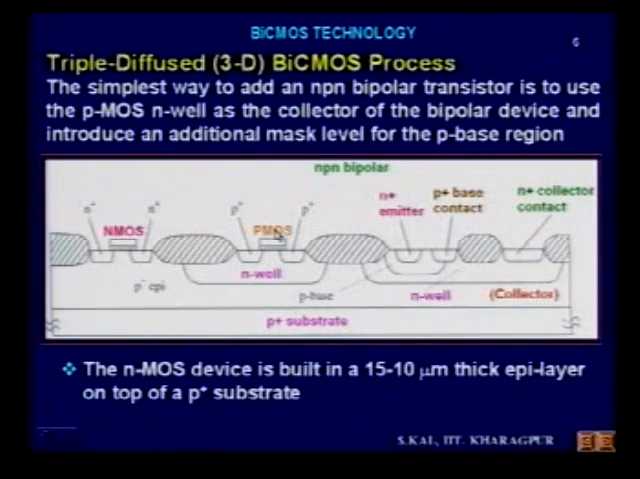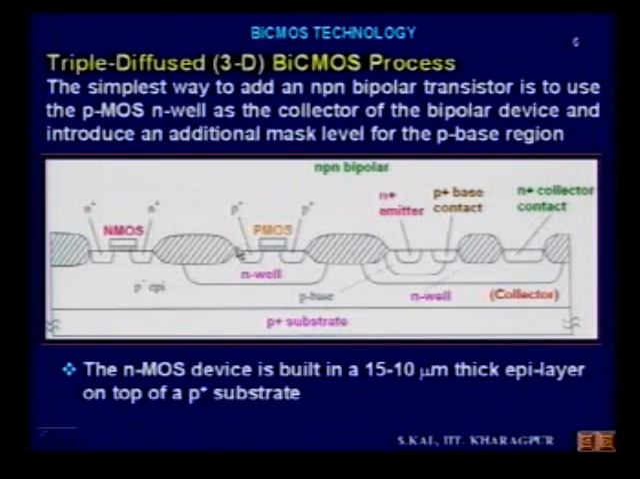This NOL for PMOS. At the same time, this NOL has been formed for the BJT collector. This is the collector NOL. Then the base step, this is the P base extra step. The P base extra step is formed.